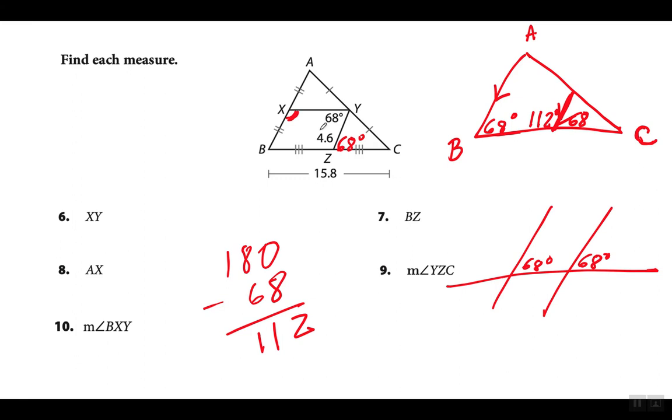112, 68. You know what? I did all this for nothing. The answer is 112. I just thought of the fastest way to do it. All right, I'm not going to stop the video. Let me just keep going. I just said that this angle right here is 112, and this angle is 68. The answer is going to be 112. Let me tell you how I could have done it faster.